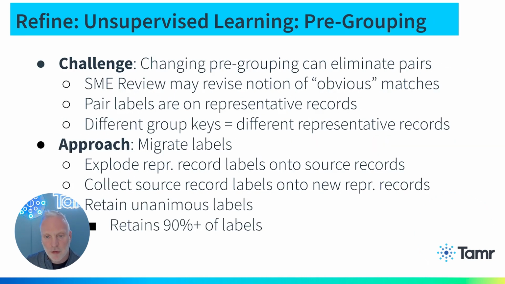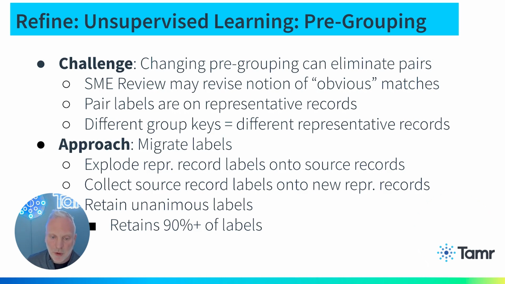Once we have increased the data scale, we can come back and address pre-grouping. One of the challenges in changing pre-grouping is that changing our pre-grouping criteria can eliminate pairs. A subject matter expert, during review of the machine learning output, might change their notion of what constitutes an obvious match. Now we need to go back into pre-grouping and tune the blocking key, the grouping columns.